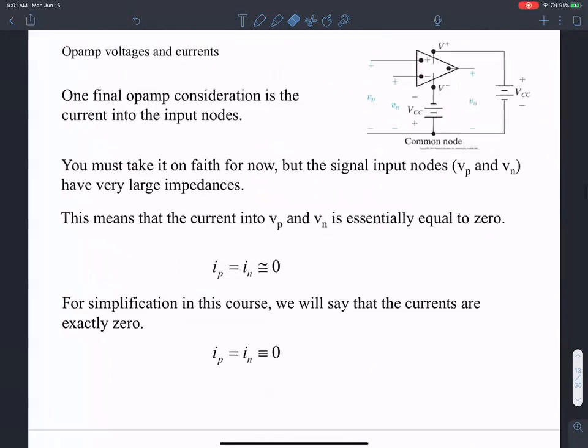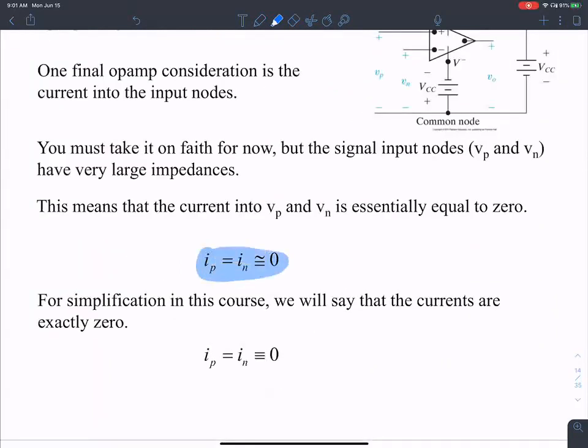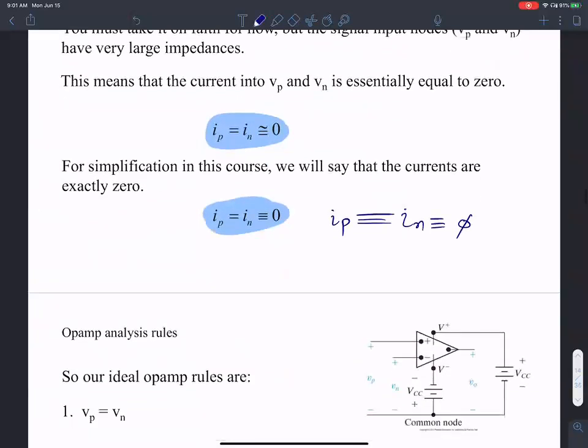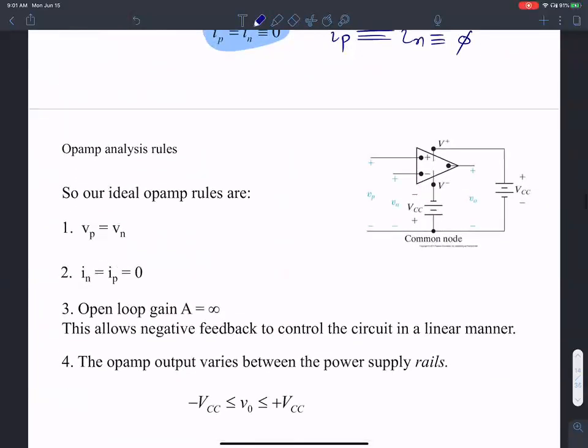So these are the assumptions that I mentioned, and I'll come back to talk about this over and over again. The assumption is that the current going into the positive terminal and the current going into the negative terminal are essentially zero. In the ideal case, there is absolutely no current going into the terminals of an operational amplifier. The two assumptions that we make, one is called a virtual short.